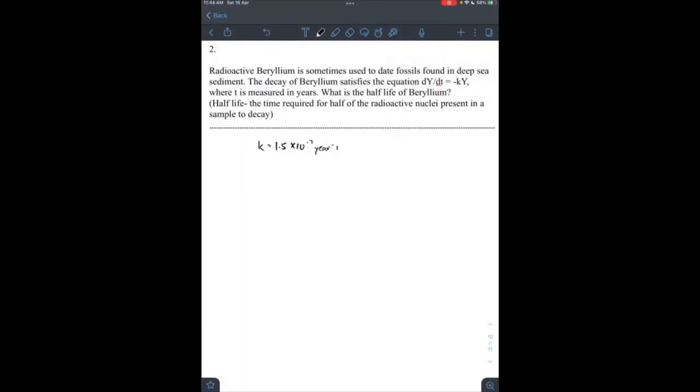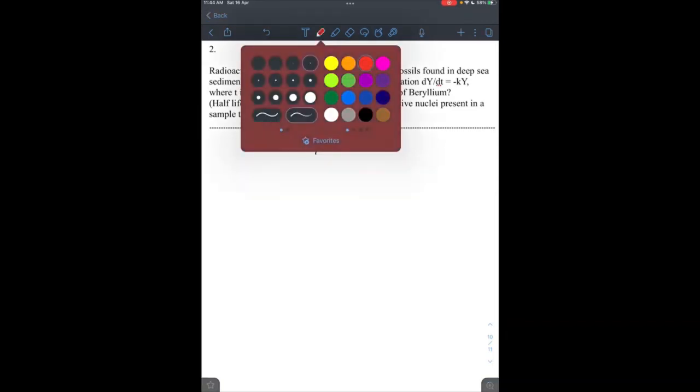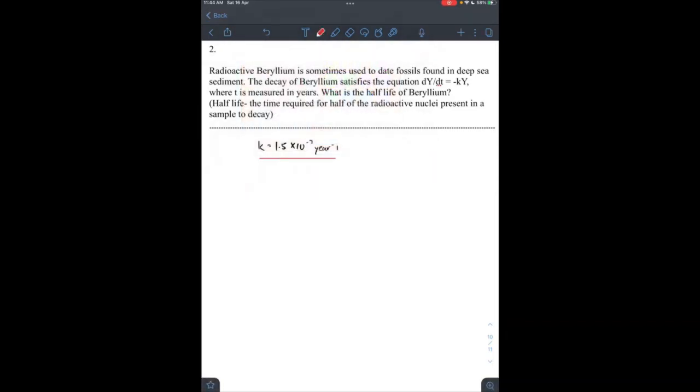Now we continue with the solution of the second question. Now the constant given is 1.5 times 10 to the power of negative 7 per year. The first step is the same as in solution 1. Usually we get the equation from the question, and then the next step is we need to solve the equation. So how do we do this? We can use the separable equations method.